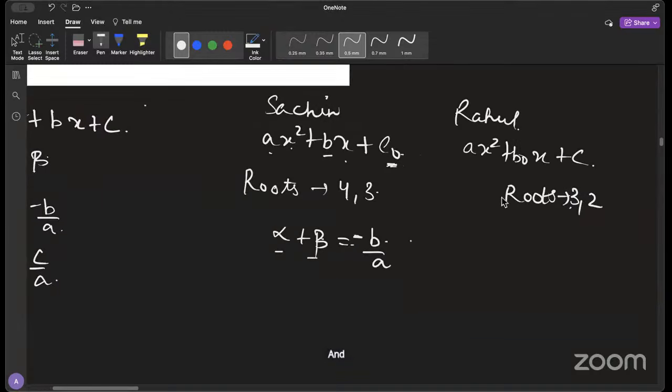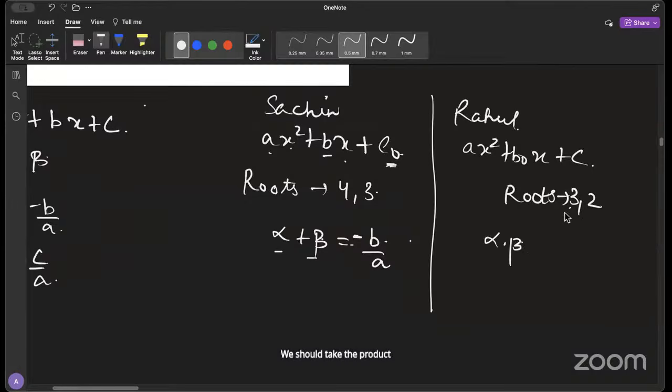And similarly for Rahul, we should take the product of roots. This will be 4 plus 3, because the roots here are 4 and 3, right? So 4 plus 3 is going to be minus b by a.